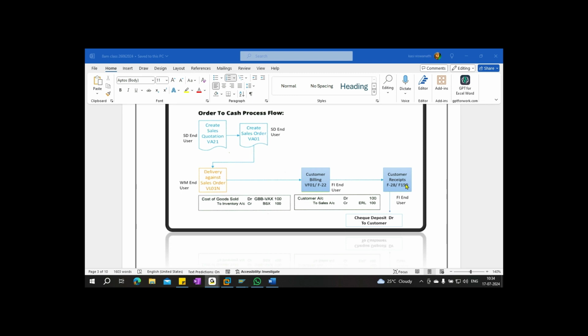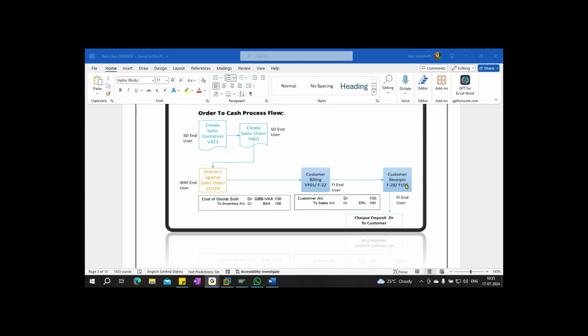For example, what is VA21? Sales quotation page. VA01, sales order page. These are the transaction codes to enter the data. Initially, we remember the life cycle. What's the life cycle? Quotation, order, delivery against sales order, customer billing, and customer receipts. Sir, is it necessary to maintain the entire life cycle?